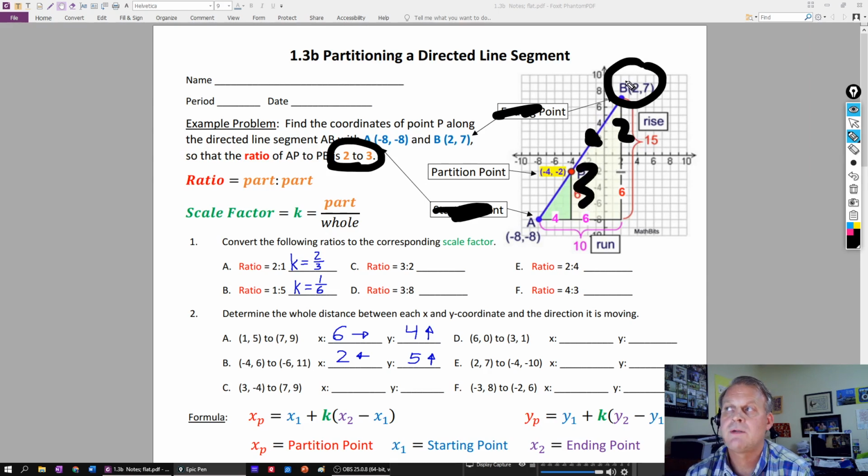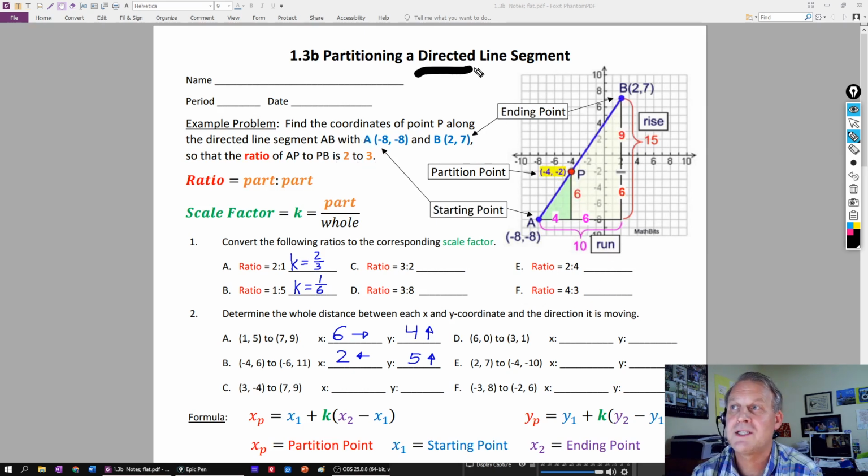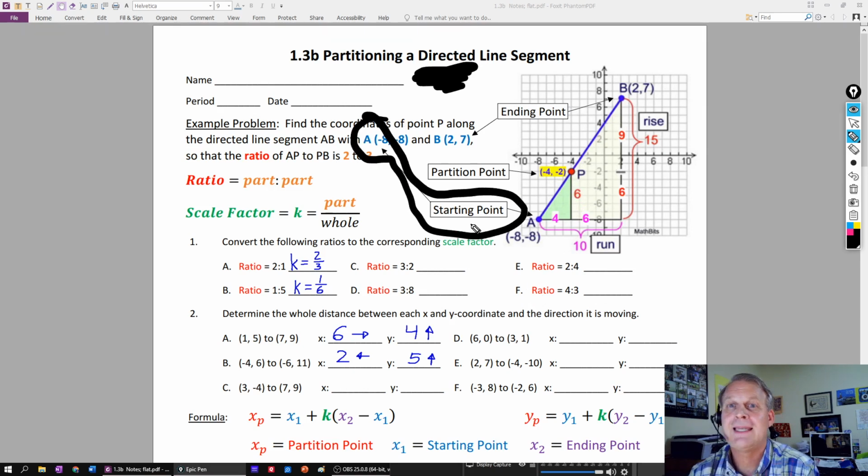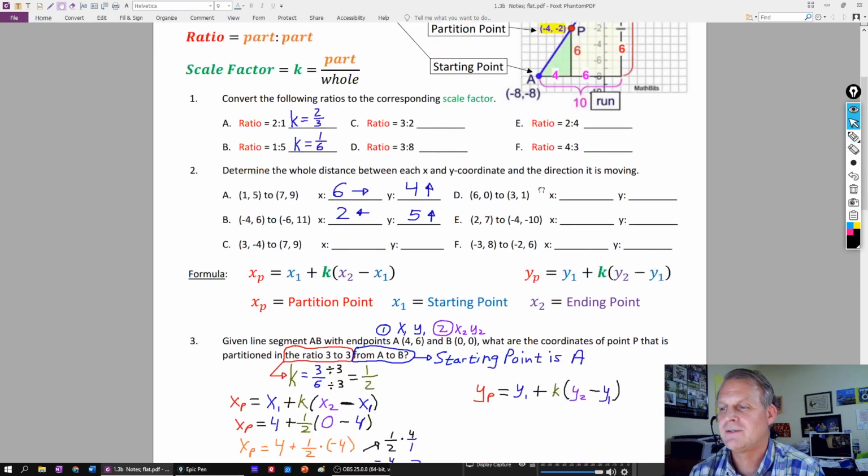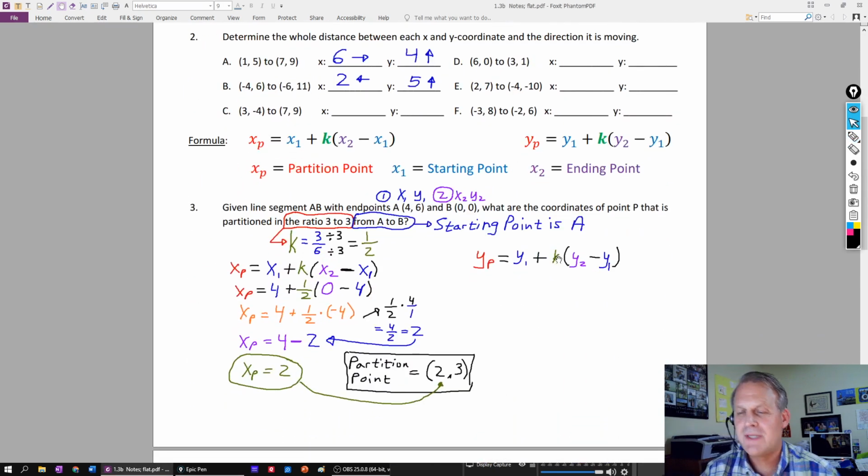So if our starting point was B, the partition point would actually be right here. But if we start from A, the partition point is there. Okay, so it does matter. It really does matter. You are directed which point to start at, and it does impact your answer. Okay, partition point.